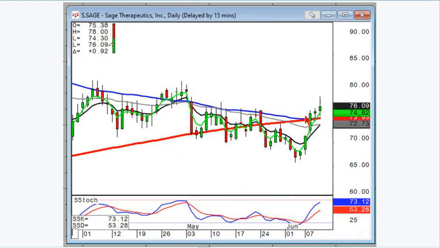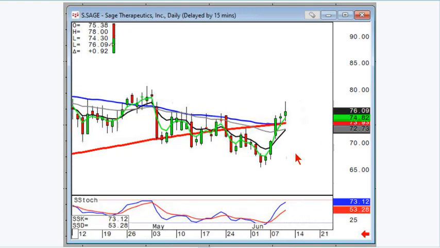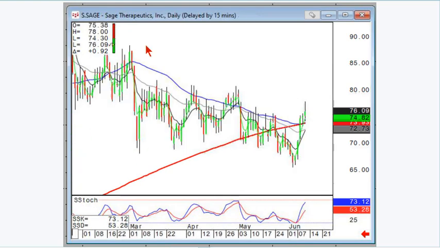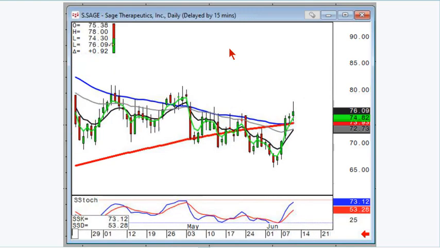Sage, nothing wildly exciting. You got a downtrend. You're getting up toward the overbought area. You really need to see a breakout. Yeah, that to me is just not a very good looking trading chart. I would definitely be someplace else.